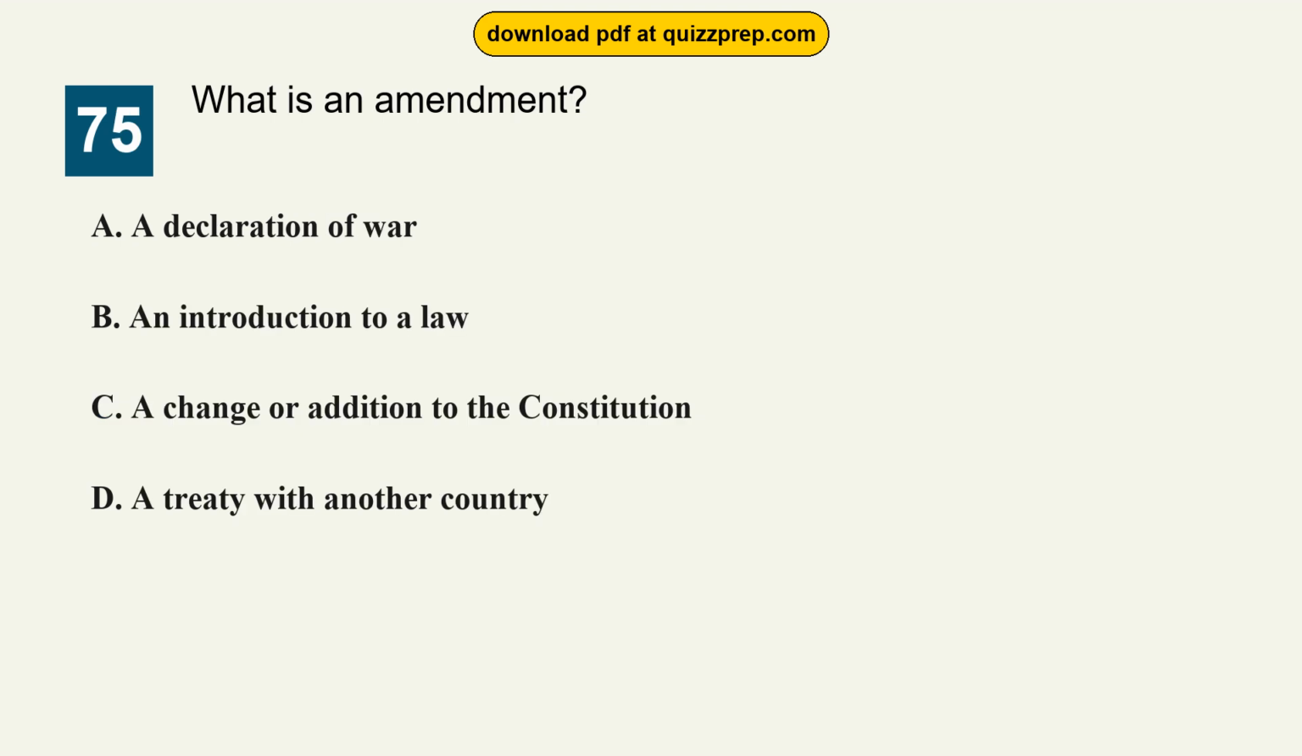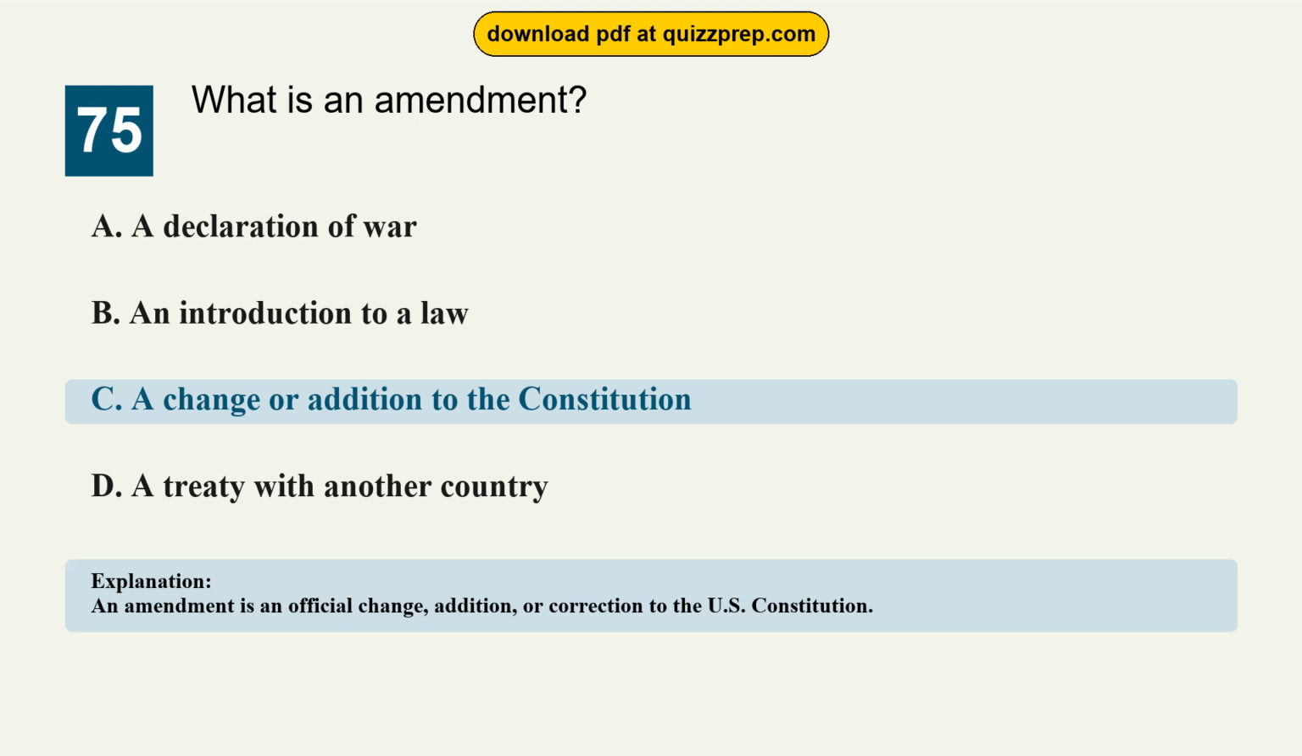Question 75. What is an amendment? Option A, a declaration of war. Option B, an introduction to a law. Option C, a change or addition to the Constitution. Option D, a treaty with another country. The correct answer is option C, a change or addition to the Constitution. An amendment is an official change, addition, or correction to the U.S. Constitution.